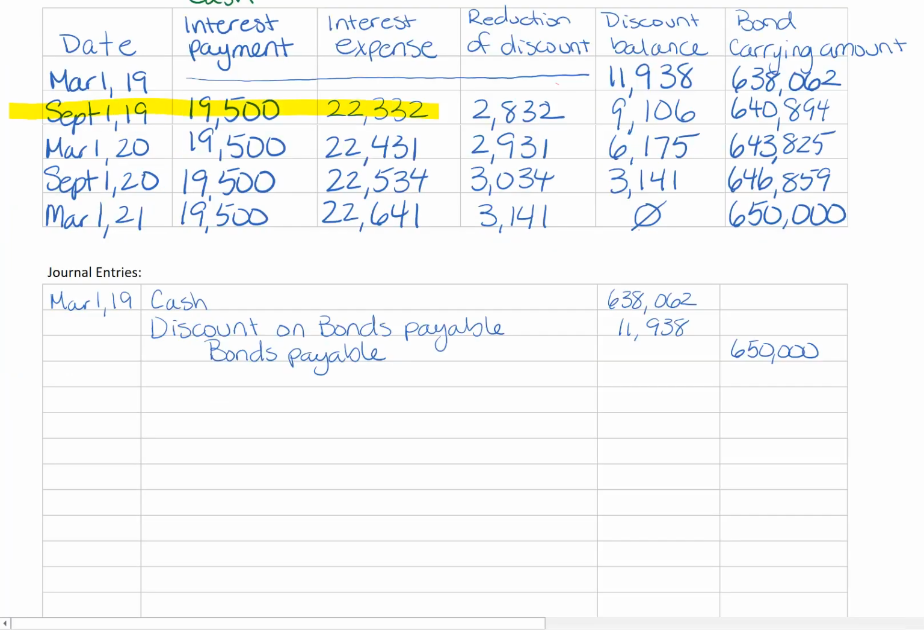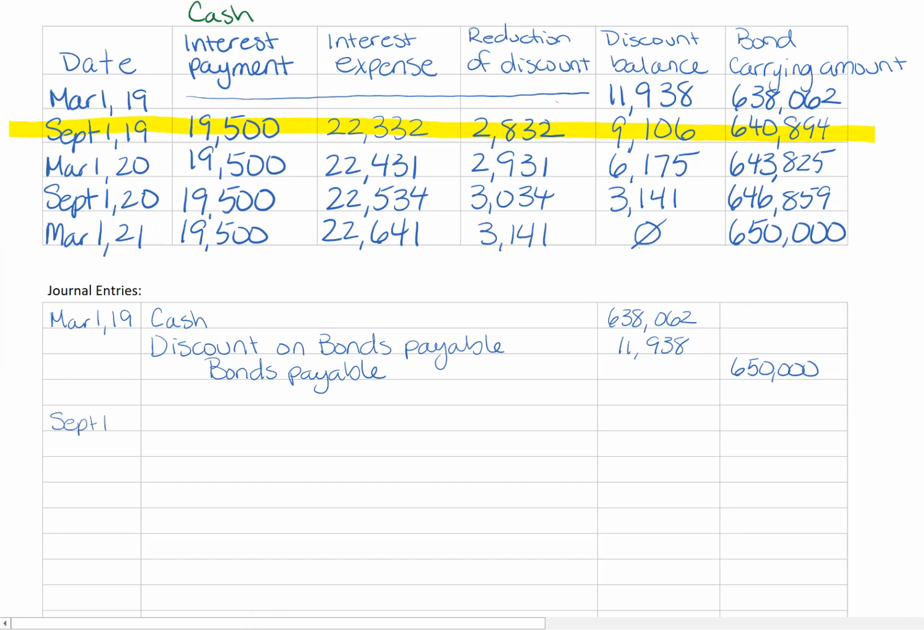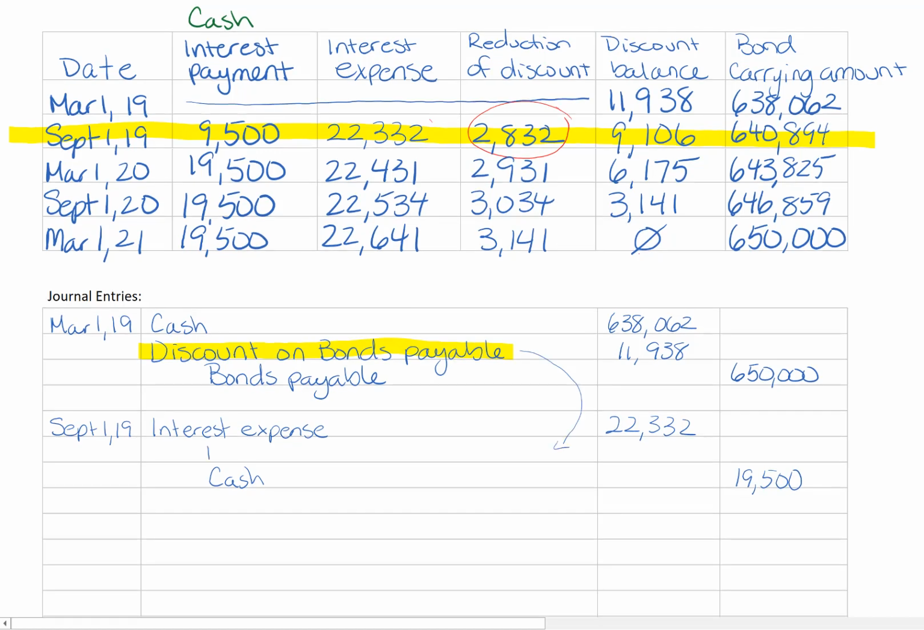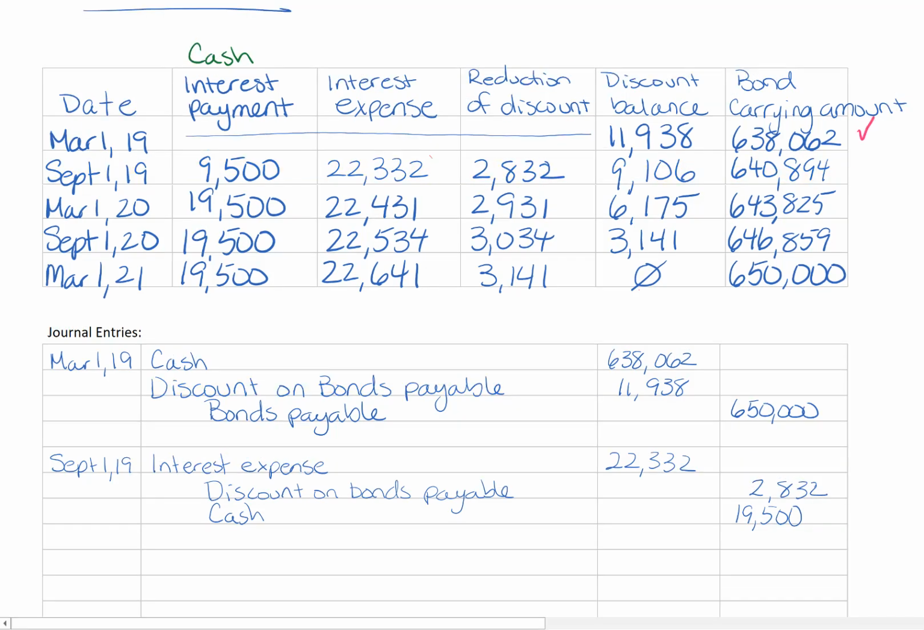All right, now we get into our interest journal entries. On September 1st, 2019, this is just a normal interest payment journal entry. So we are going to record interest expense debit, $22,332, credit cash, $19,500, and the difference between those two things, the $2,832, is going to be credited to discount on bonds payable. I'm going to check off on my table that I have dealt with the September 1st journal entry. We're going to tell our brains we don't need to worry about that anymore.